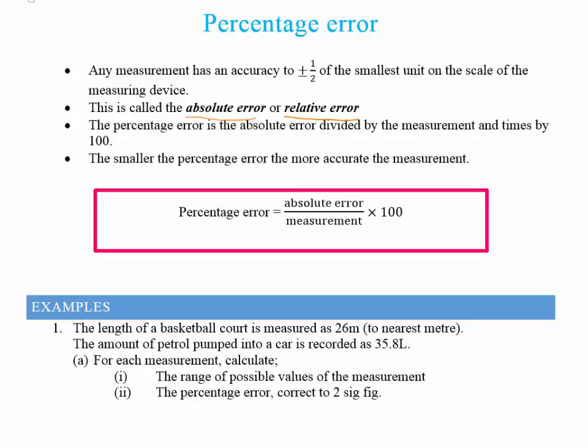The percentage error is the absolute error divided by whatever the measurement is, whatever you measure something to be, and times it by 100. The smaller the percentage error, the more accurate the measurement. This is one thing that does not appear on your formula sheet, something you have to learn. Percentage error is the absolute error, or the maximum possible error, over the measurement times by 100, and this really should have a percentage sign after it. We all know that we don't actually do the percentage on our calculator, but we do need to realize that there is a percentage sign there.